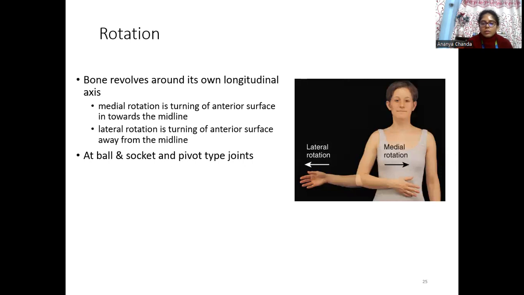Then comes rotation. There is medial rotation and lateral rotation. Medial rotation is the turning of the anterior surface in towards the midline, so it is going towards the midline of the body, and lateral rotation is going away from the midline.